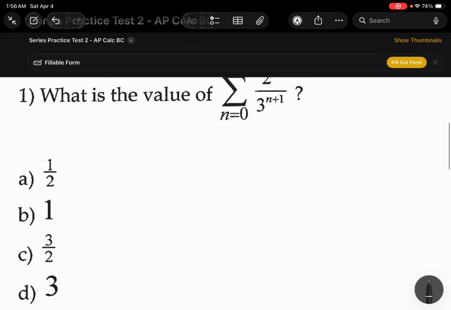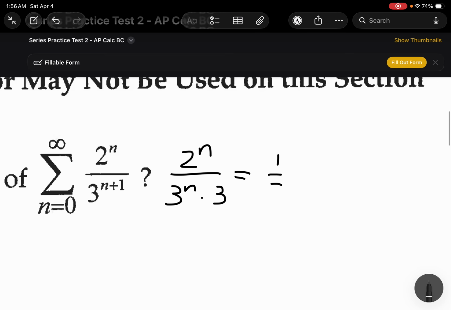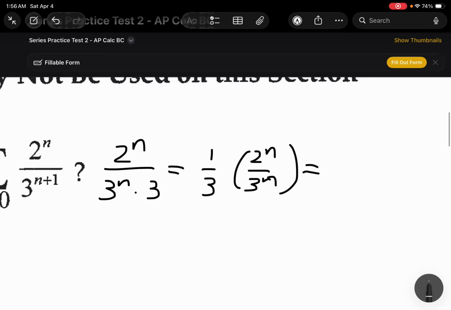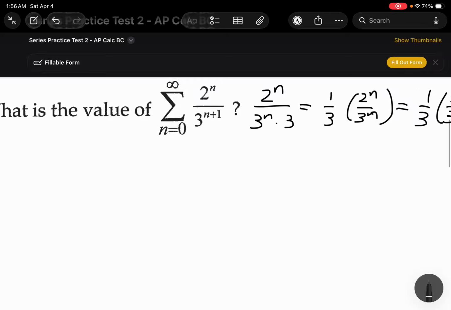Since we have this, we can simplify this series function here. Properties of exponents say we can separate that 3 to the power of n plus 1 into this. This is going to equal 1/3 times 2^n over 3^n, which gives us a common exponent, so we could rewrite it like that. And since this is an infinite series and this is geometric, we're going to use the infinite sums formula.